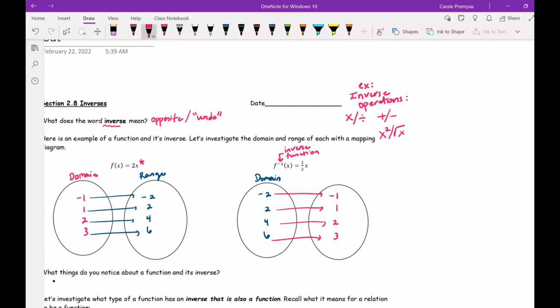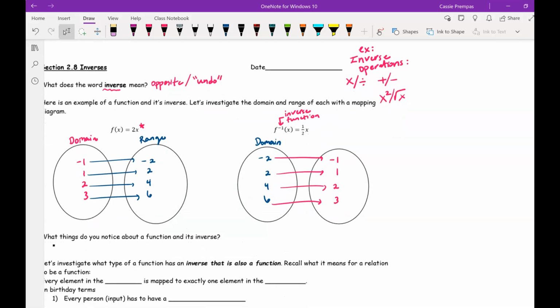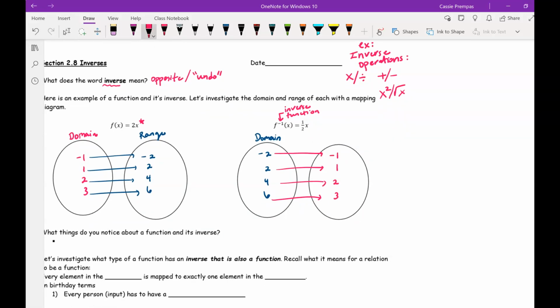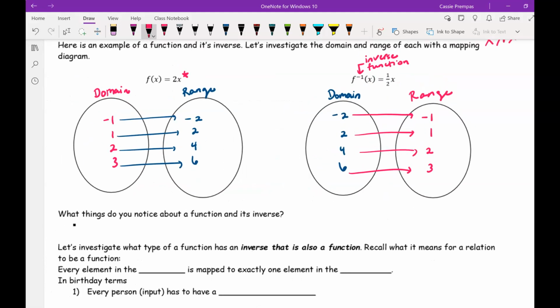Now, zoom out. Let's take a look at our answers. What do you notice about a function and its inverse? I could have said this is the range, because that's the y values coming out. What do you notice? Hopefully, it's pretty clear to you that the domain and the range are switched. That's the key idea. The domain and the range are switched.